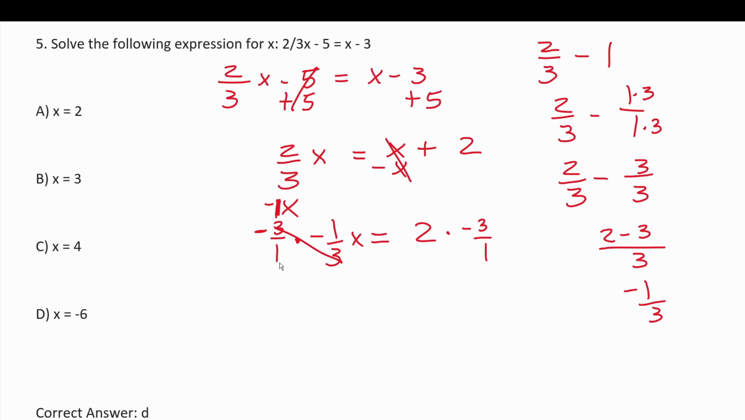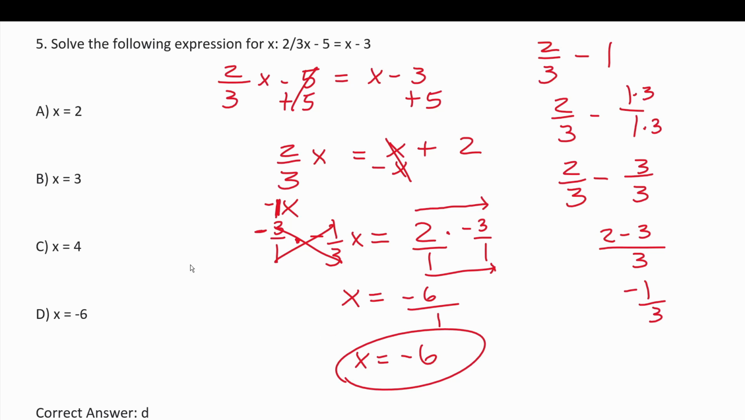Again, this will cross out here and here. A negative times a negative is a positive. So this just leaves you with x. And right here, we're doing multiplication involving fractions. Let's write 2 as 2/1, which will enable us to multiply straight across. This becomes 2 times negative 3, which is negative 6, over 1 times 1. Negative 6 divided by 1 is just negative 6. So the answer to this one is D, negative 6.